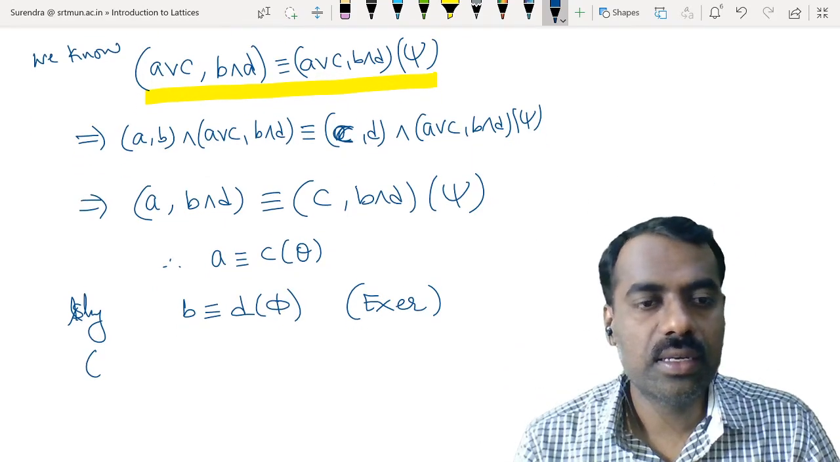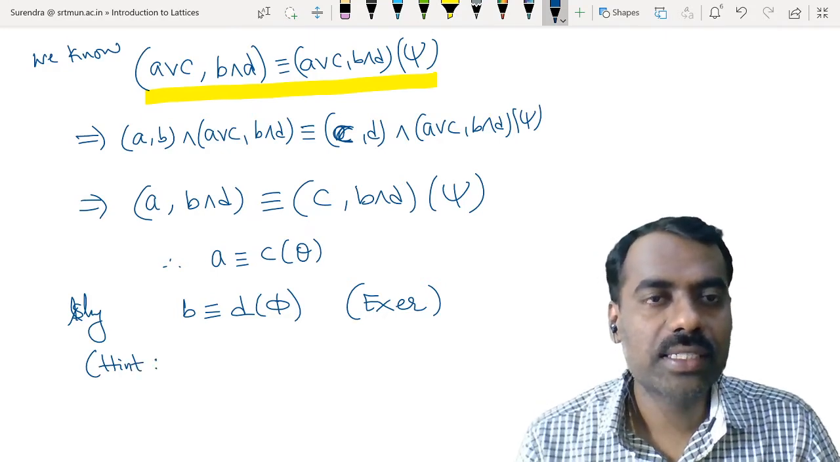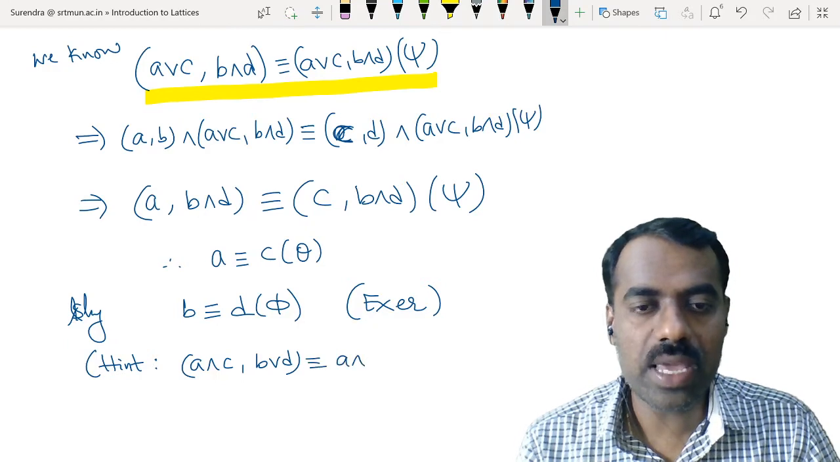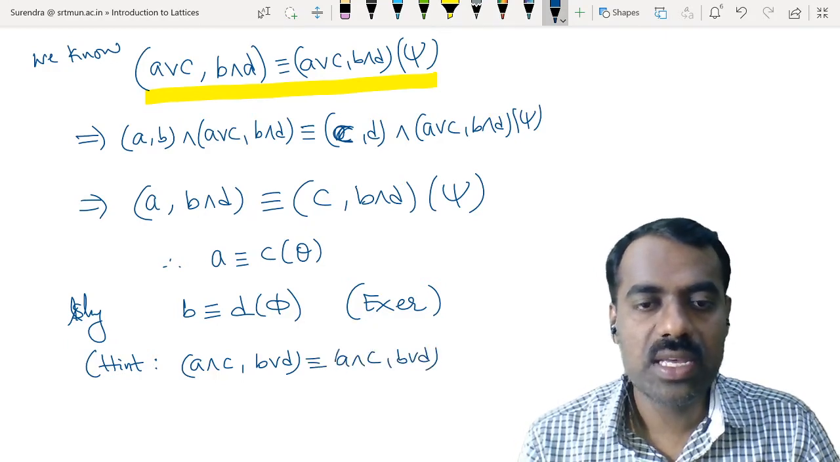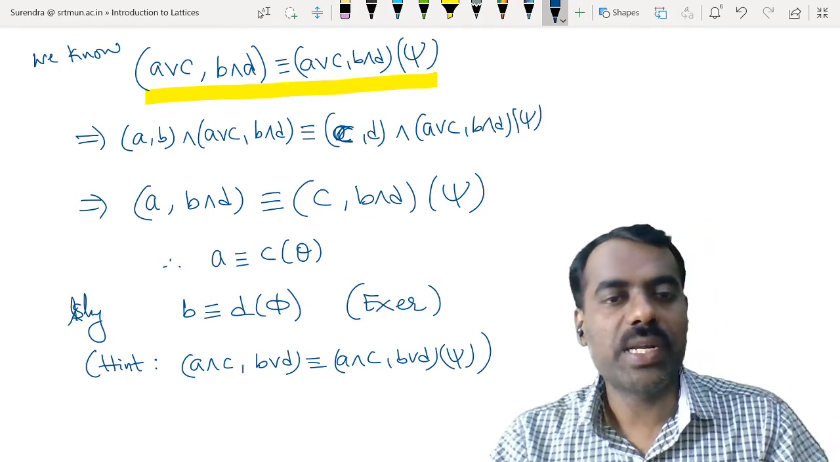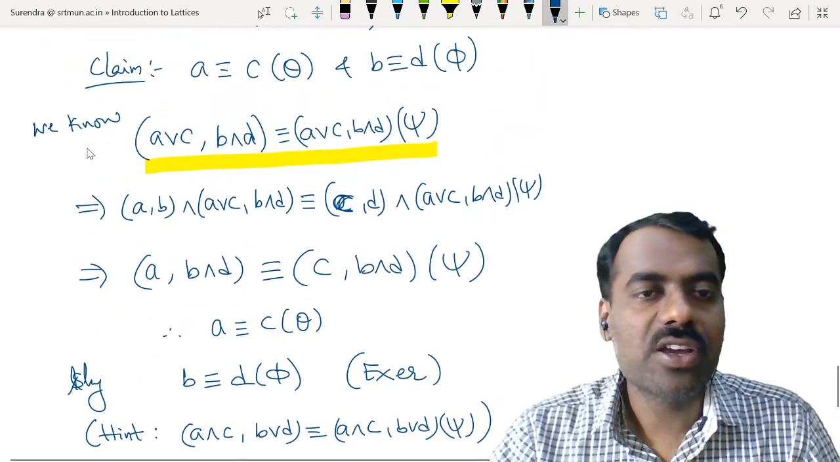What is your hint? The hint is, what do we have to take? You observe that (a meet c, b join d) is congruent to (a meet c, b join d) modulo psi. Then apply the substitution property, you will get it. That's all, I have already given the main hint. You have to just rewrite that.